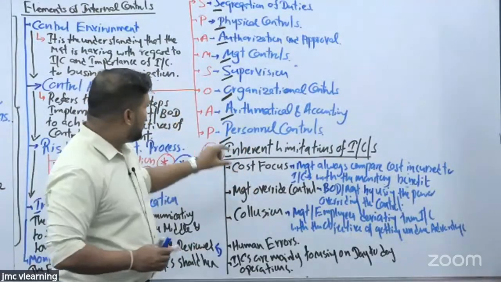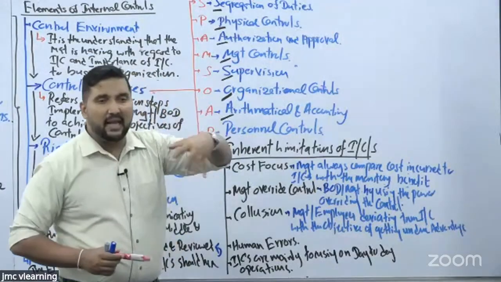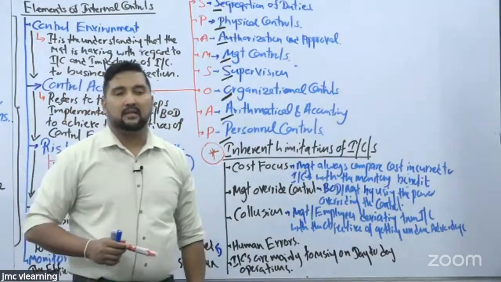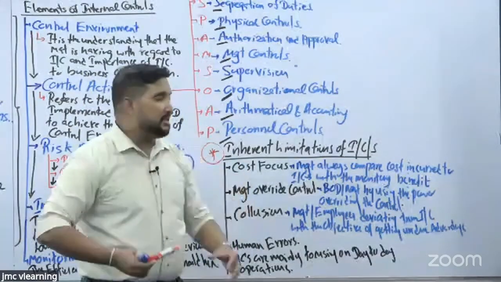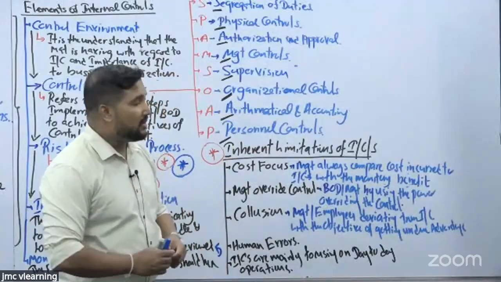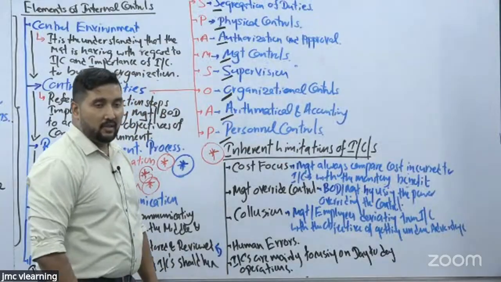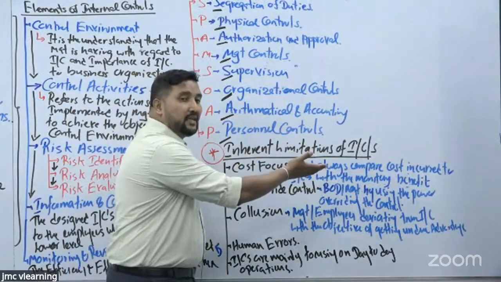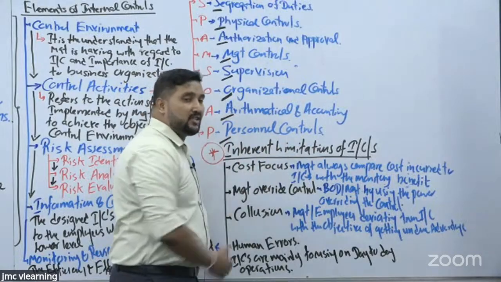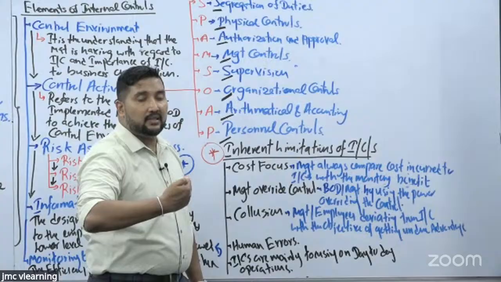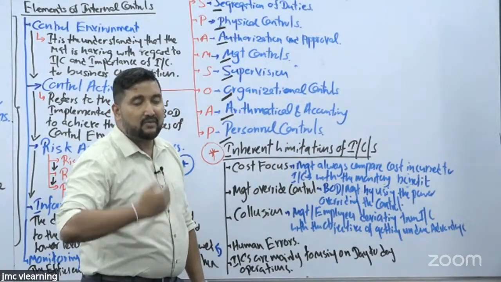That is why those are considered as what? Inherent limitations. Those are anyway embedded within the internal control systems. Agreed? So that is why those are referred to as inherent limitations of internal control systems. Rather than saying limitations of internal controls, you are putting a word in front saying inherent limitations. So you can't control those limitations while putting a control.